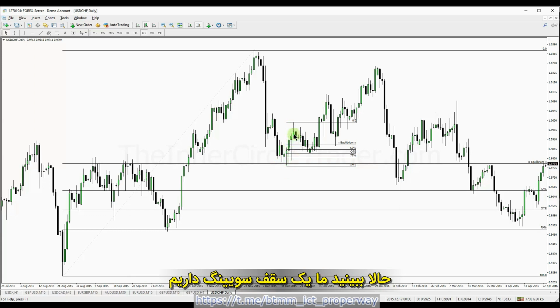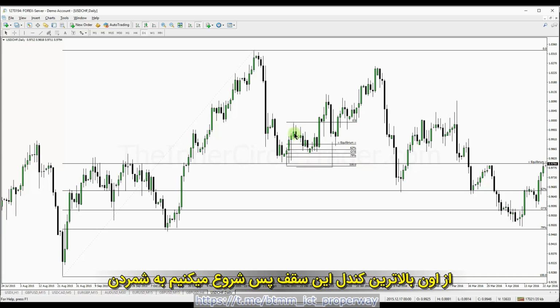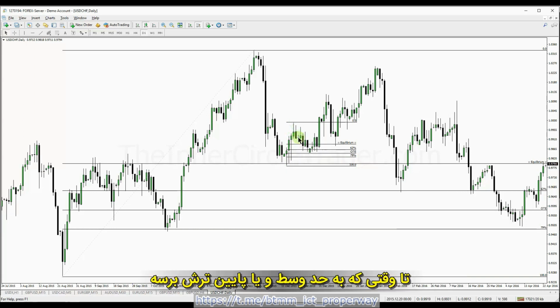And now watch, we have a swing high. Here's a high, lower high, and this candle is lower than the one on the highest portion of the swing high. So now we start counting down until price gets to what?